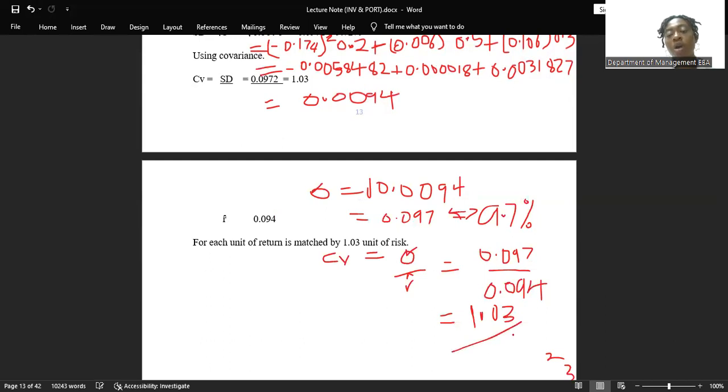Okay, so I hope you understand how we calculate the return when we have historical data, the risk, then the return when we are using probability data, and the risk. Okay, when you're adopting probability, right? Okay, all right. So we end here.